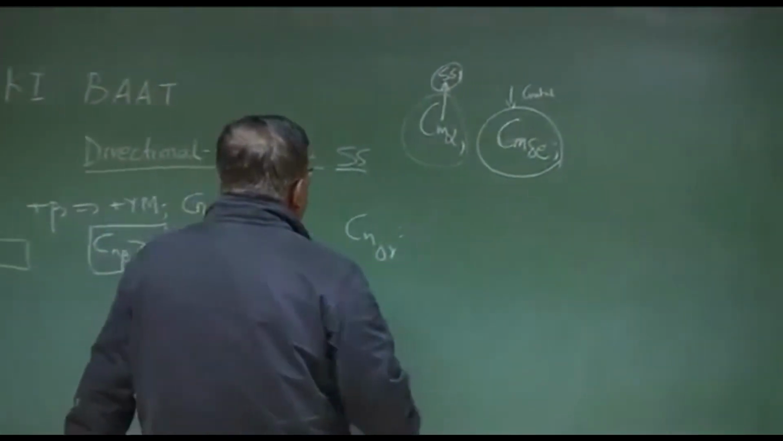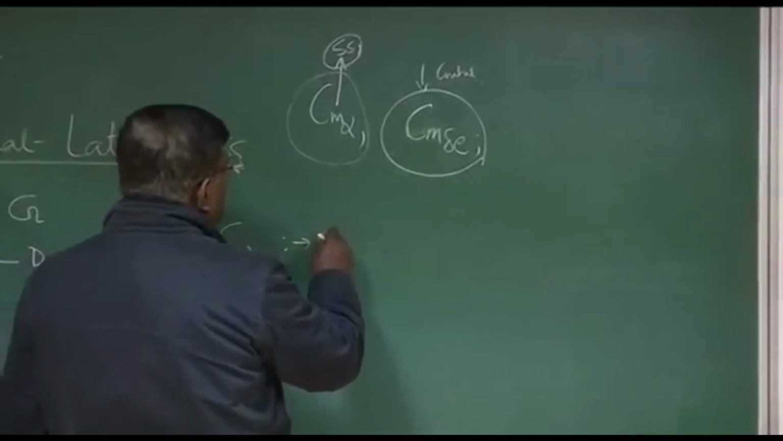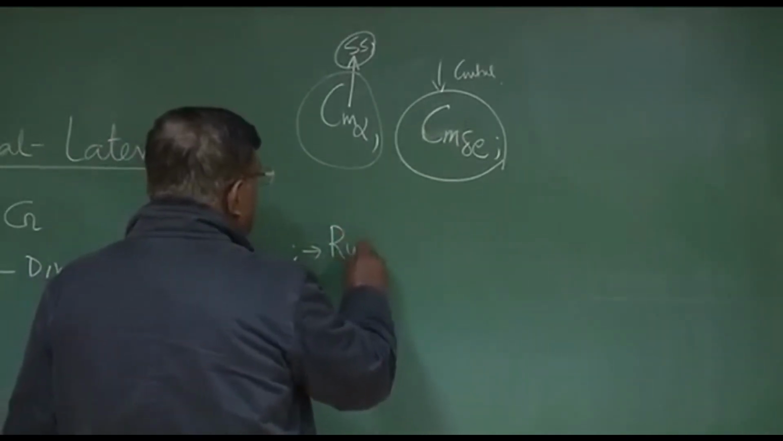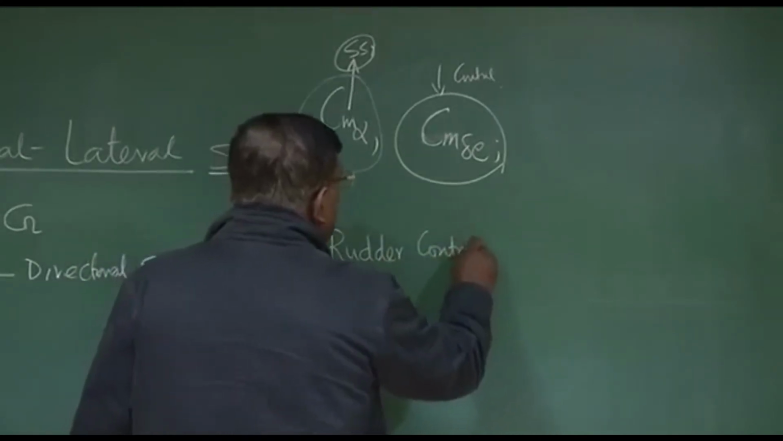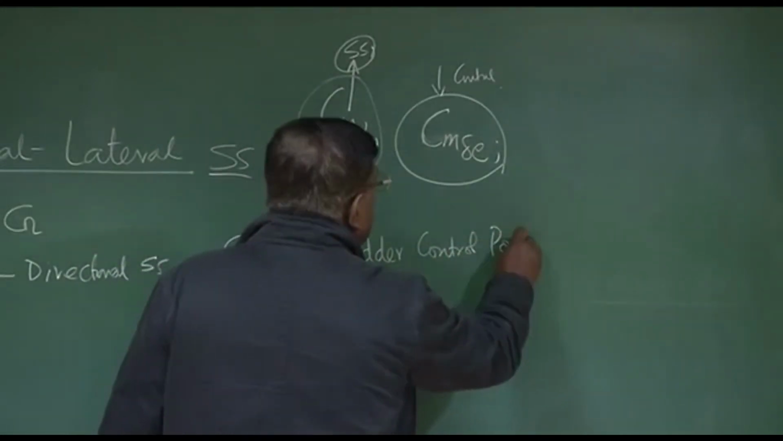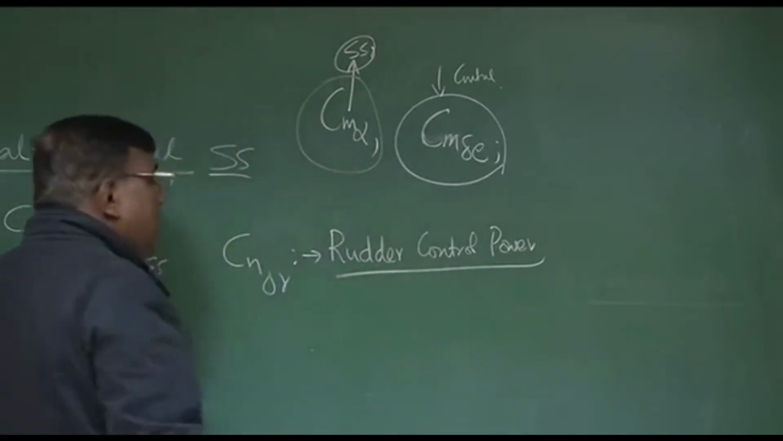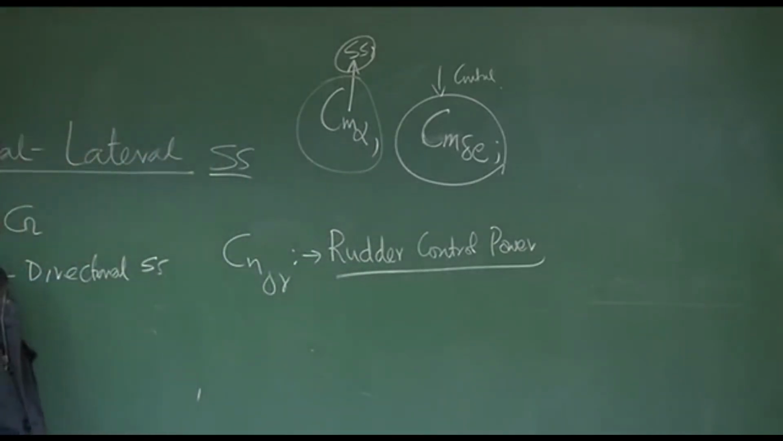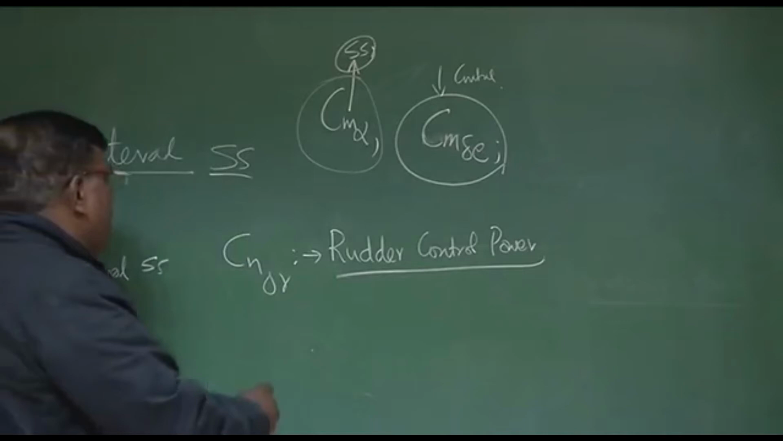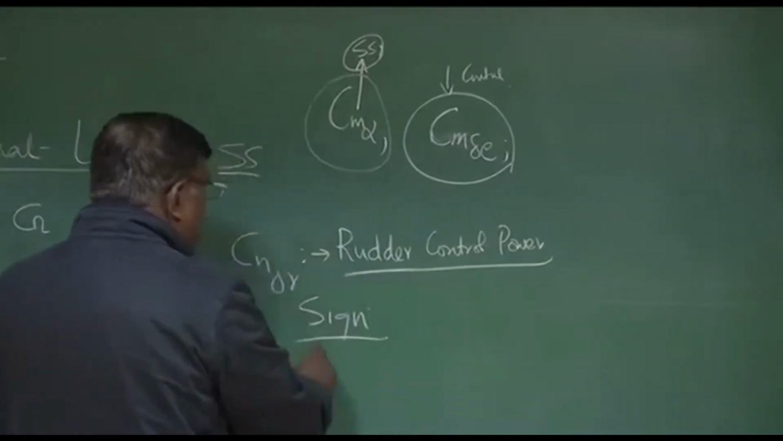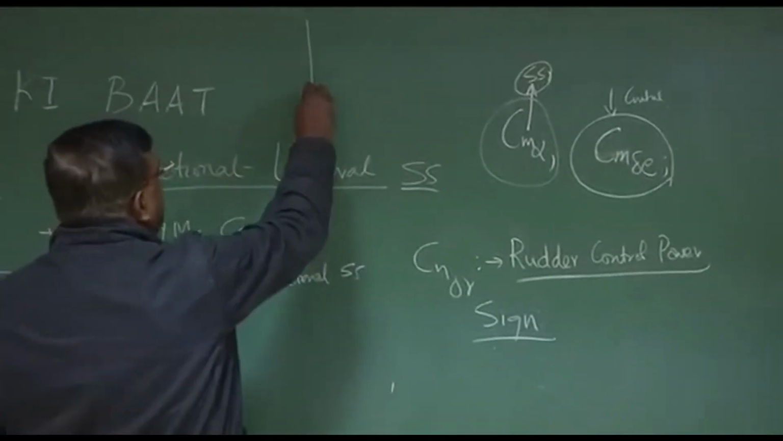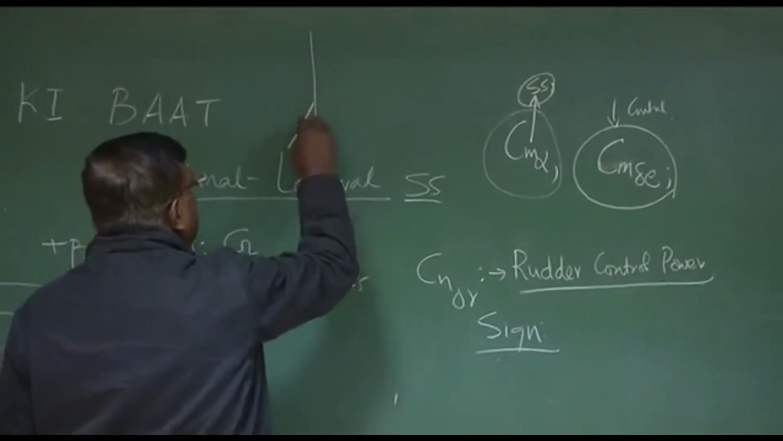So, similarly, Cn delta R, we have seen, is the rudder control power. Okay, and its sign, what is its sign? Check your lecture notes. It's very simple. We have already discussed. First, we decide what is the sign of delta R.